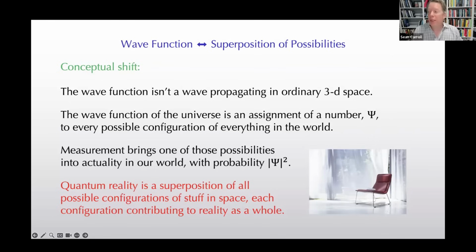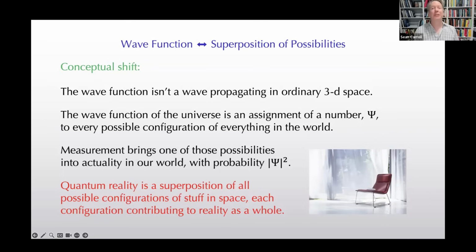So again, at face value, without trying too hard, just listening to what quantum mechanics is saying, we seem to be driven to a view of reality that says that quantum mechanical reality is a superposition of all possible configurations of stuff in space. And reality is not just one configuration, it's the superposition of all of them.